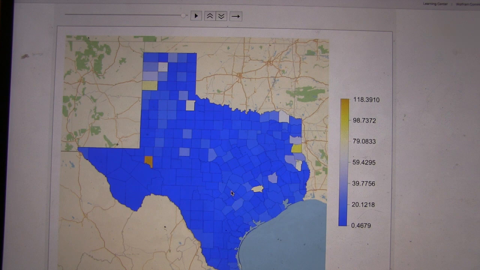All right, so we're going to take a look now at a couple different ways to look at the data rather than these geographic charts.